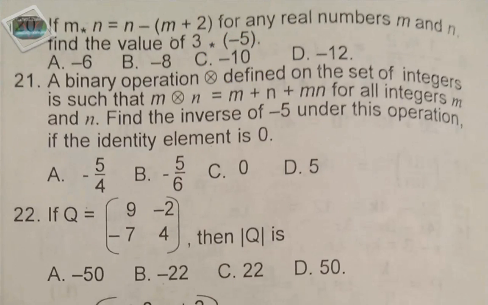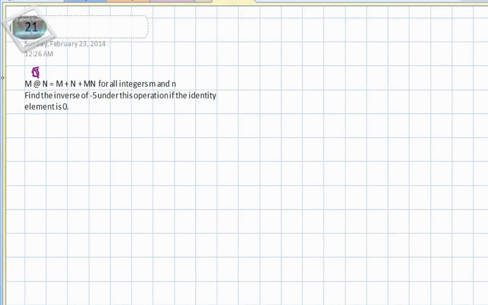Here we have question 21, and it has some notation going on here. Instead of this @ symbol, it has a circle with an X in it. Don't worry about it. It's just showing us a rule, okay, because it's a binary set of numbers, okay, and it says for all integers m and n, find the inverse of -5 under this operation if the identity element is 0. Okay. Quite simply, since it has the identity element of 0, we can work with the inverse in the way that we're used to working with it. And so basically the inverse of negative 5 is going to be the negative of negative 5, which is going to be positive 5. And that is your answer.